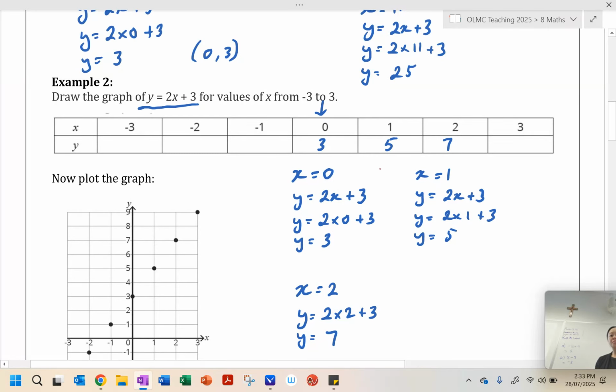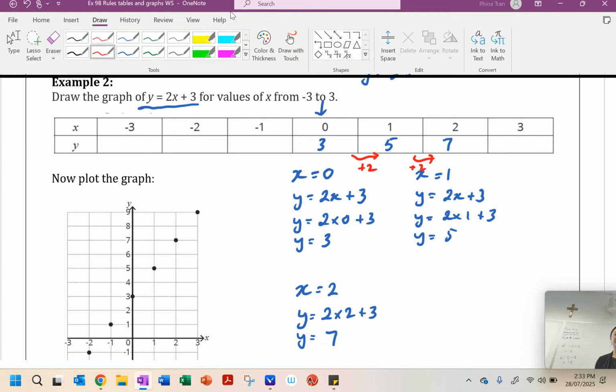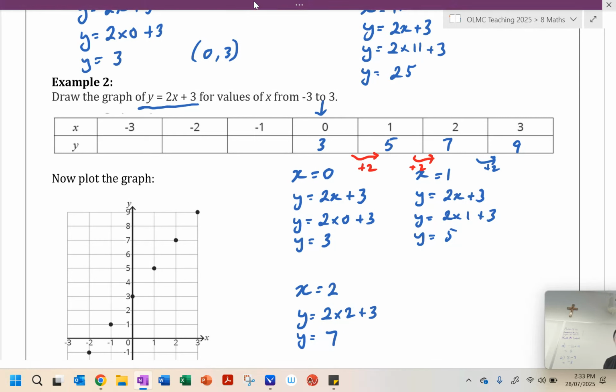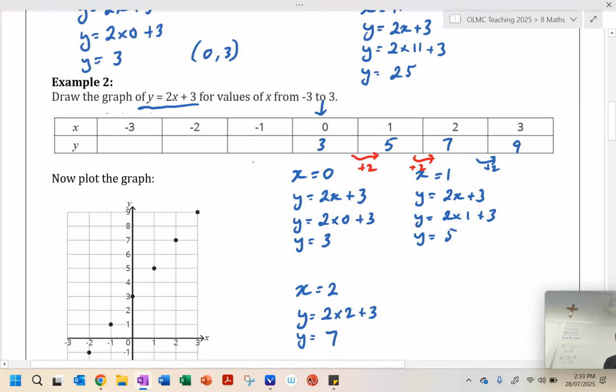So if you kind of reach a point where you go, oh, I think I know what's happening, you don't have to substitute every single value in. If you can see the pattern, just fill it in. So what's the x equals 3? What's y going to be? 9, because you're adding 2 there. Okay. Going the other way, what's going to happen? Yeah, we're going to do the opposite. So we're going to have to minus 2 to work out what it's going to be.